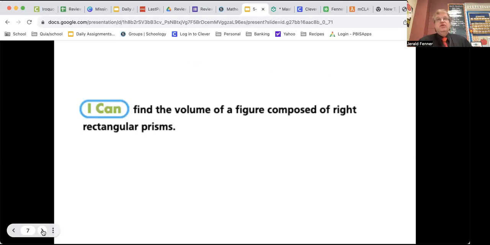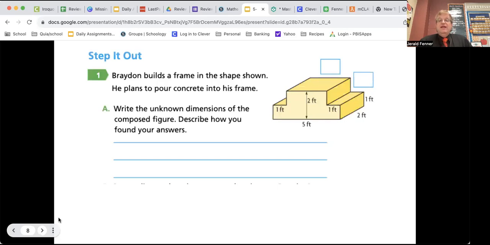So let's turn to page 117 in your workbooks. Today is the last lesson, and it's I can find the volume of a figure composed of right rectangular prisms. So the challenge for today is going to be taking a figure that looks like this and trying to figure out what its volume is. They start off with the statement, Braden builds a frame in the shape shown. He plans to pour concrete into his frame.